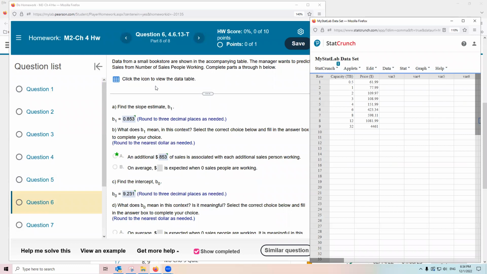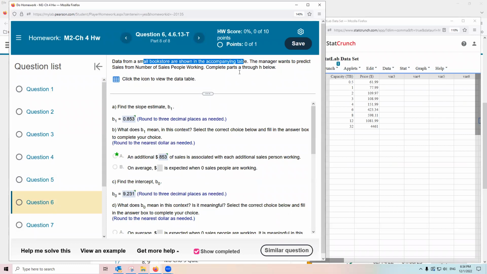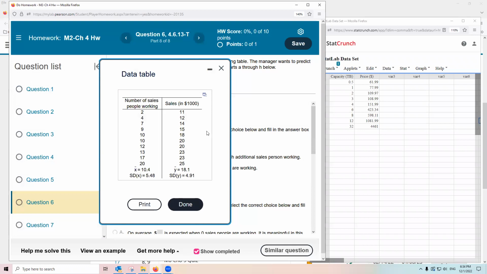All right, so it says here, data from a small bookstore are shown in this table. The manager wants to predict sales based on the number of salespeople working. So probably the more people working on the sales floor, the more sales, because they're helping customers pick out and purchase items. So let's open up this data set. And here's the data table. As I scan over this data, it looks like as the number of salespeople working is going up, the sales is also increasing. So that gives me a sense this is going to be a positive correlation, but let's open up this data set in StatCrunch so we can start doing some analysis.